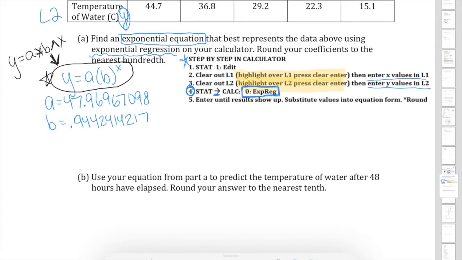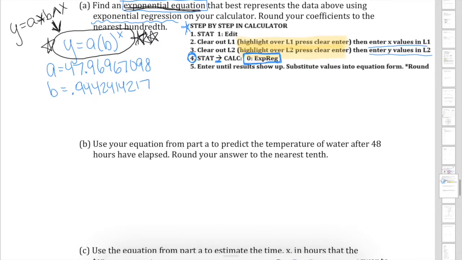Okay, so believe it or not, that's actually your answer. It's not compiled to the actual equation though. Remember the directions were find an exponential equation. I have to write out my final equation using this format that was given to me and plugging in the a and the b that are in that formula.